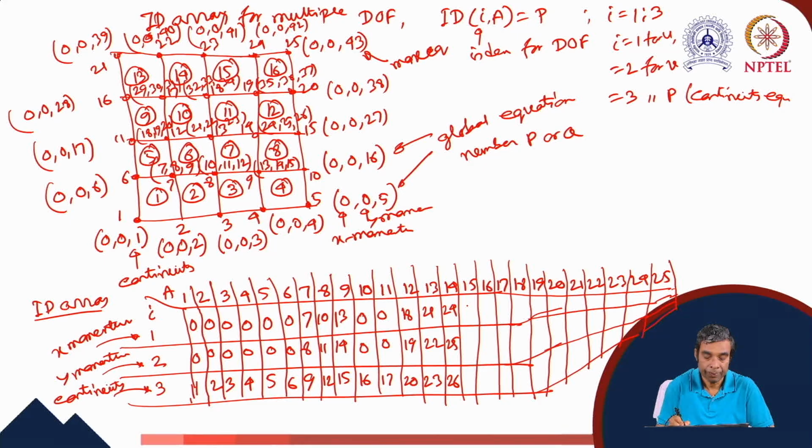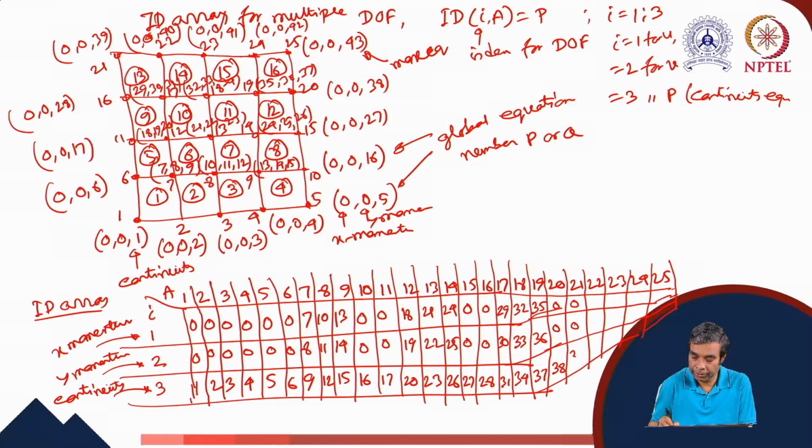For the 15th, it is 0, 0, 27. For the 16th, it is 0, 0, 28. For the 17th, it is 29, 30, 31. For the 18th, 32, 33, 34. For the 19th, it is 35, 36, 37. For the 20th, it is 0, 0, 38. For the 21st, it is 0, 0, 39.